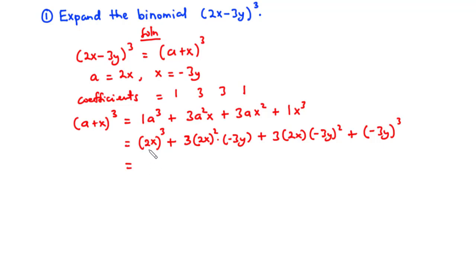So let's simplify. 2x cubed becomes 8x cubed. 2 squared is 4. 4 times 3 is 12. So we have 12x squared times negative 3y plus 3 times 2 is 6. So we have 6x times negative 3y squared plus negative 3 cubed is negative 27. So we have negative 27y cubed.